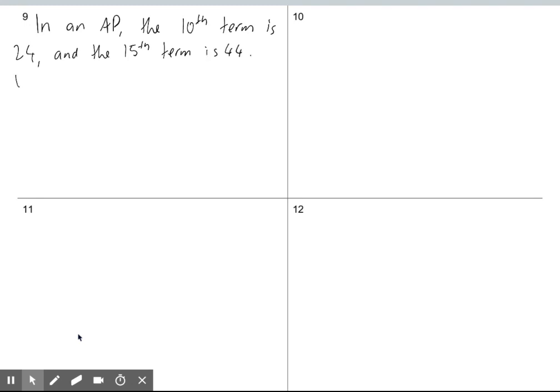So let's have this problem here. In an AP, the 10th term is 24, and the 15th term is 44. What's the general term?